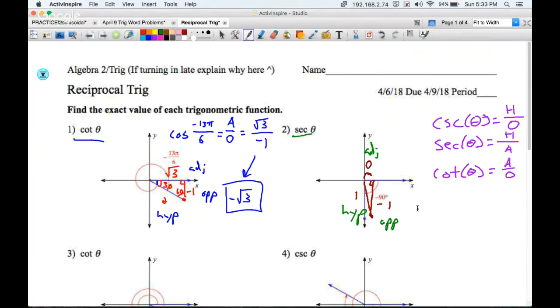Now we've got secant. So the secant of negative 90 degrees is equal to hypotenuse over adjacent. The hypotenuse is 1, the adjacent is 0, so this equals 1 divided by 0, which we know to be undefined. We can't divide anything by 0.